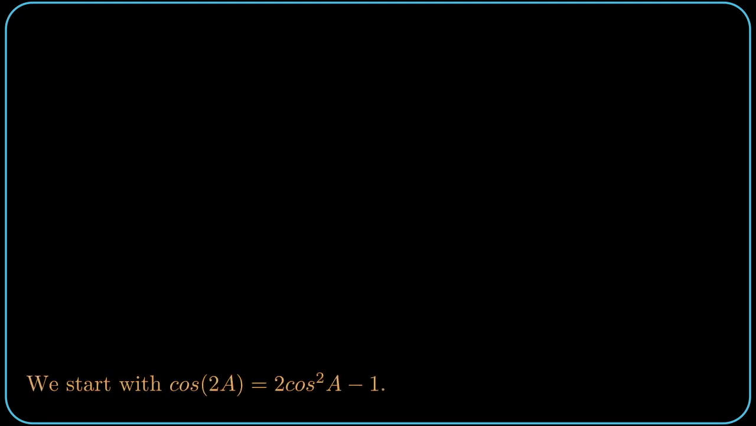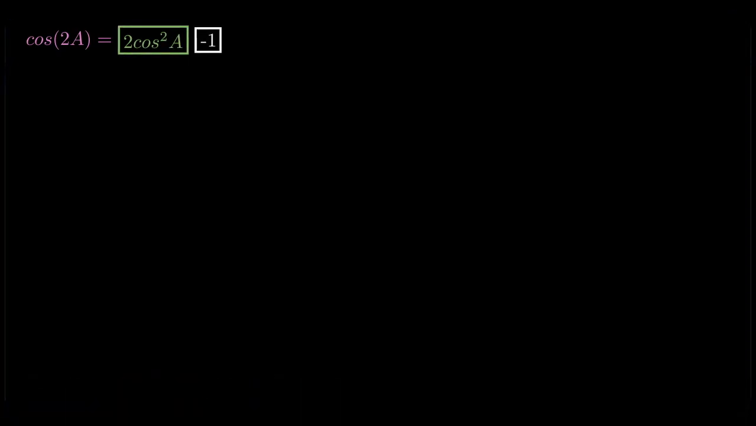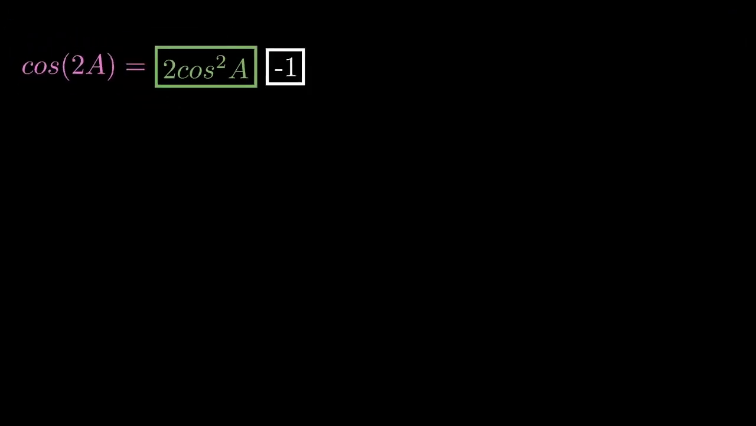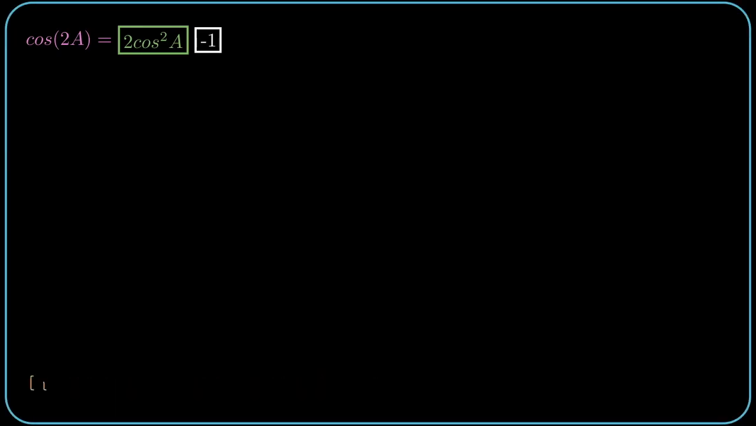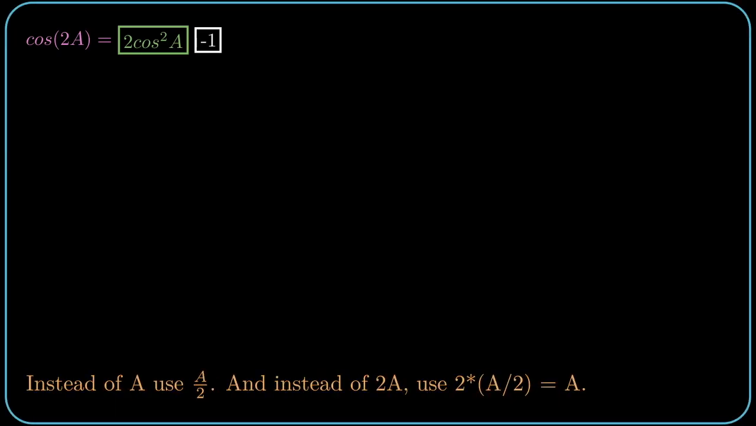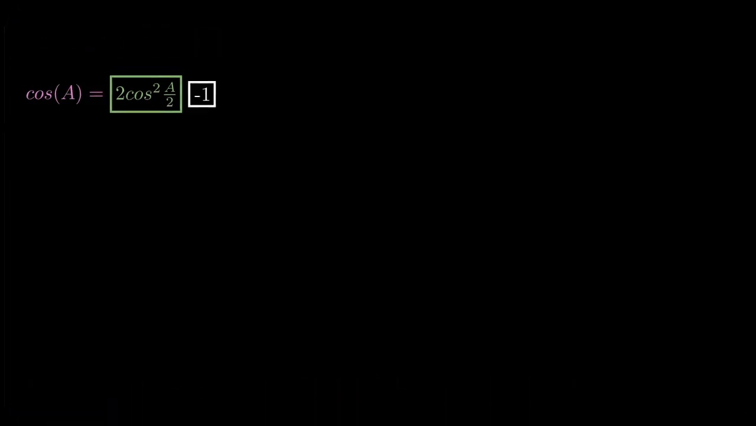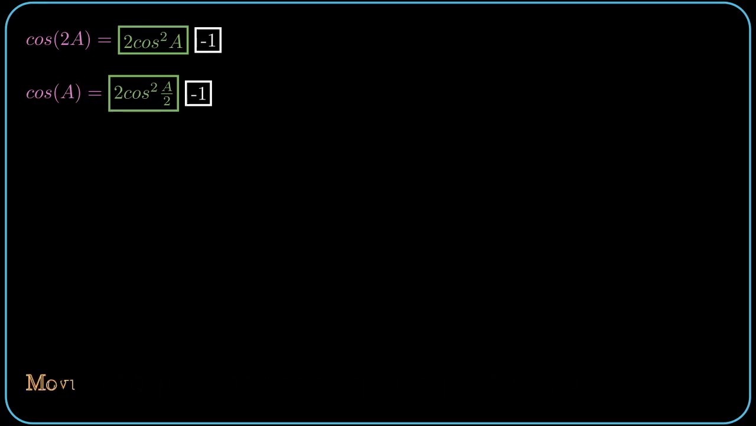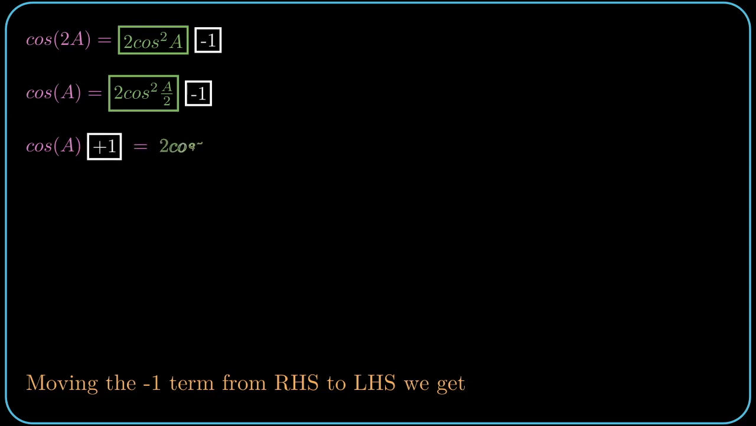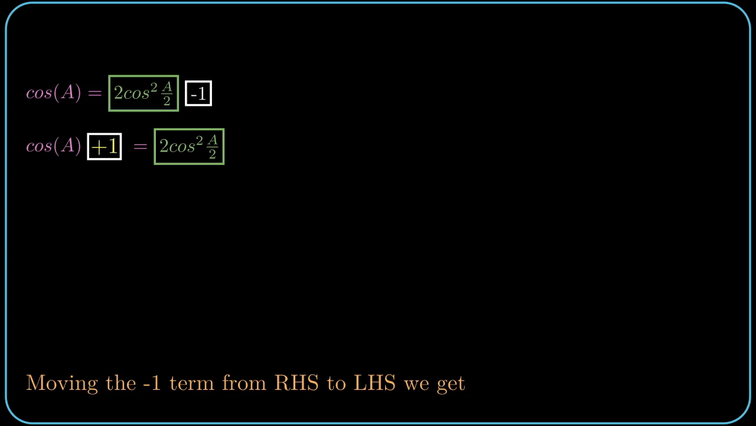We start with cos 2a equals 2 cos squared a minus 1. And instead of a, we use a by 2. And instead of 2a, we use 2 times a by 2, or a. So we get cos a equals 2 cos squared a by 2 minus 1. Moving the minus 1 term from the right-hand side to the left-hand side, we get cos a plus 1 equals 2 cos squared a by 2.